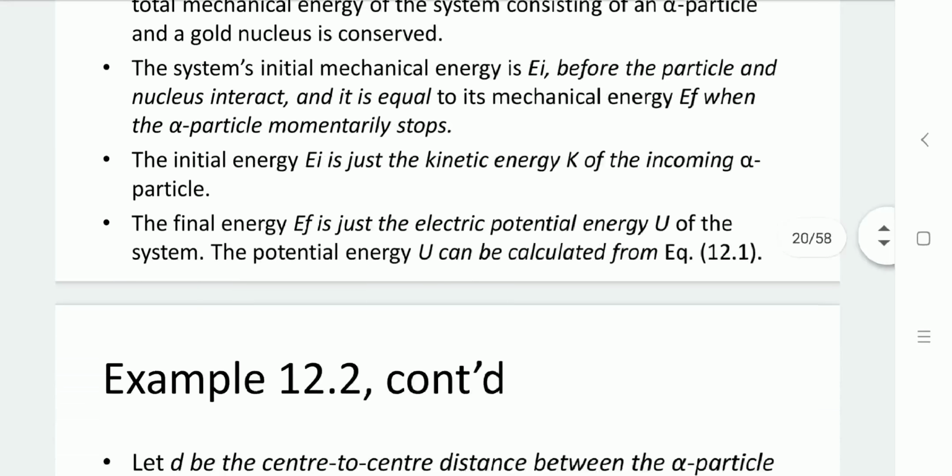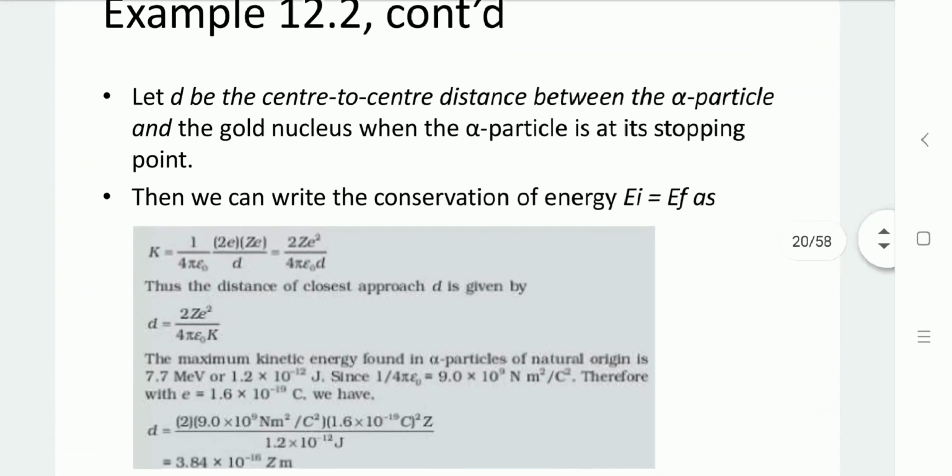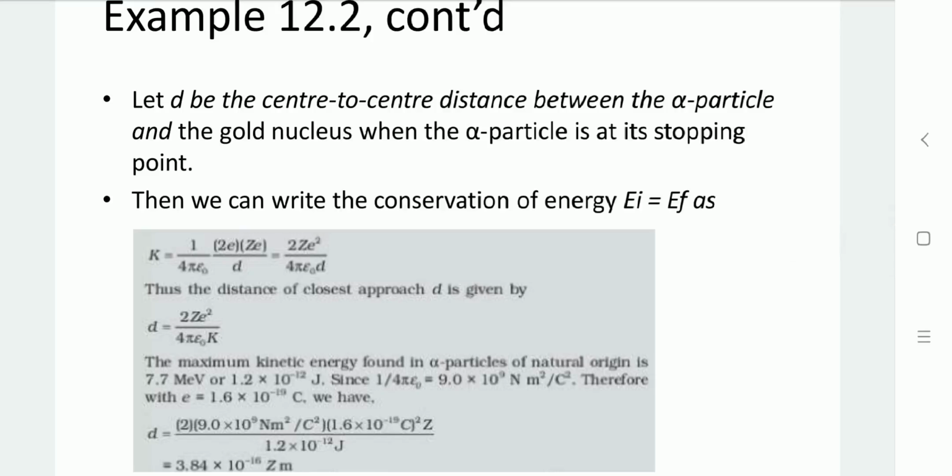Now let us take d as the center-to-center distance between the alpha particle and the gold nucleus, where the alpha particle stops moving. Based on the conservation of energy, Ei equals Ef. The kinetic energy equals the work done, that is, the force, which is Coulomb's force, times the distance r, and one factor of distance will cancel out. So instead of d squared, now we are having distance d.